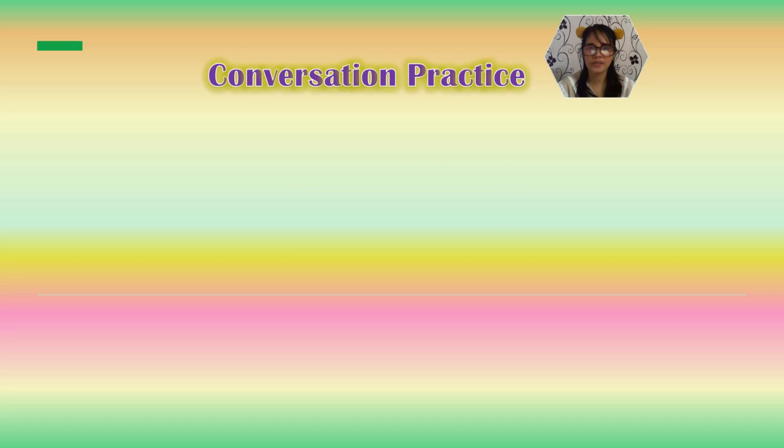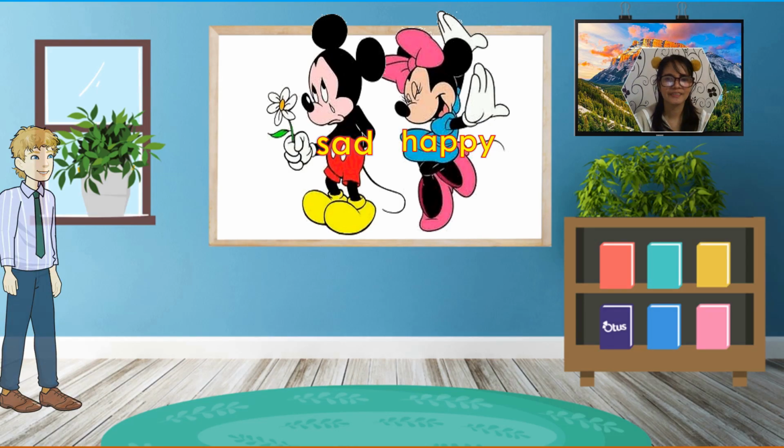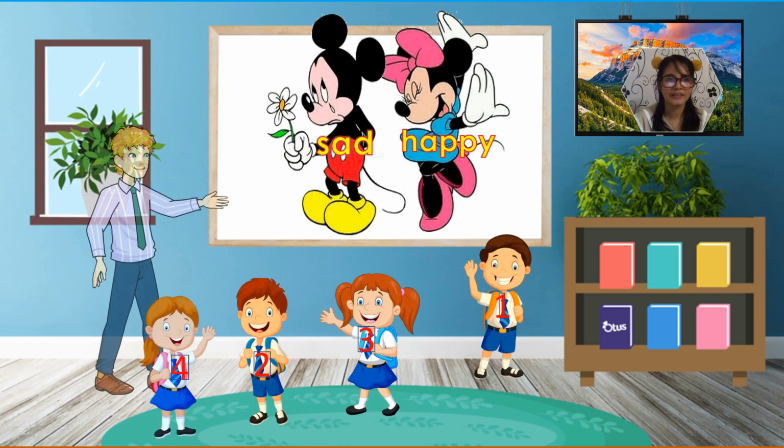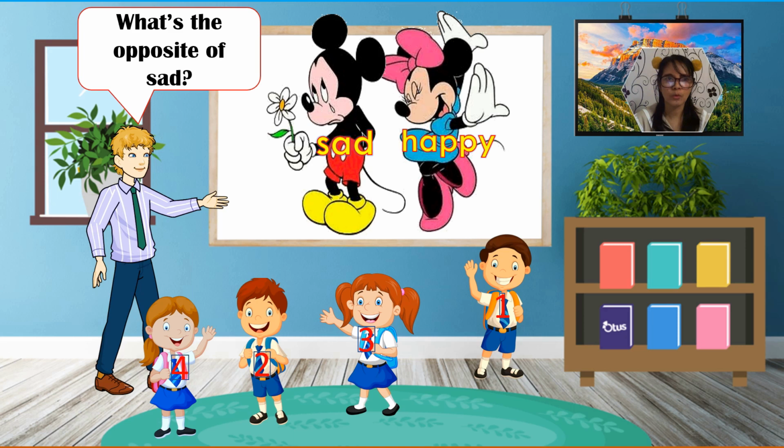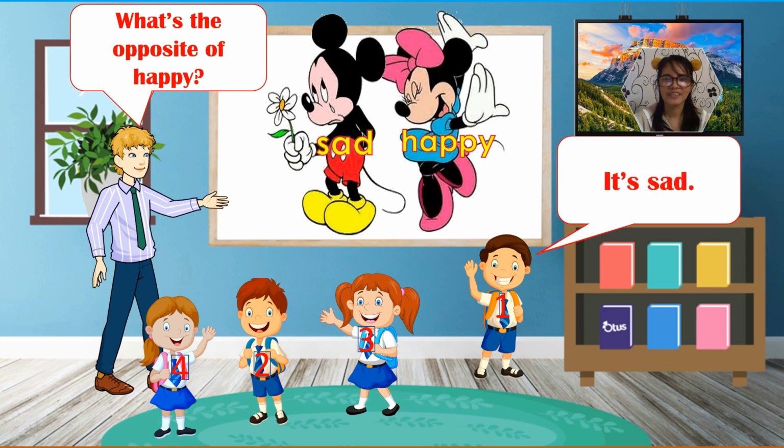For our conversation practice, we have what's the opposite of? Are you ready, kids? Student number one, what's the opposite of sad? It's happy. What's the opposite of happy? It's sad. Very good. Now it's your turn, kids. What's the opposite of sad? It's happy. Very good. What's the opposite of happy? It's sad. Very good.